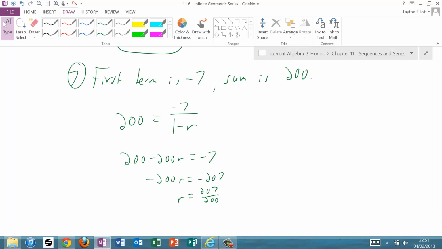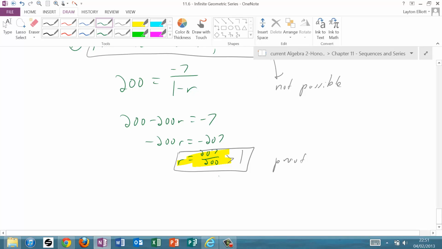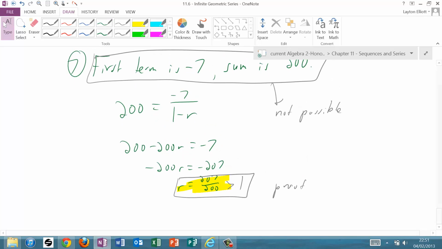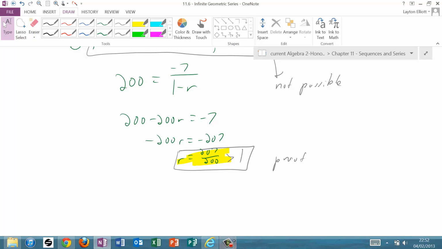Notice how I didn't ask a question here. That's kind of weird. But I ended up with an r value of 207 over 200, and that r value is greater than 1. So if a first term is -7 and the sum is 200, this right here is not possible. And right here is a proof that it is not possible. If we demonstrate we have an r value greater than 1, then I can write a statement, because the r value is greater than 1, this sequence is not possible. So other than that, I would say I've got enough examples, and that's it.